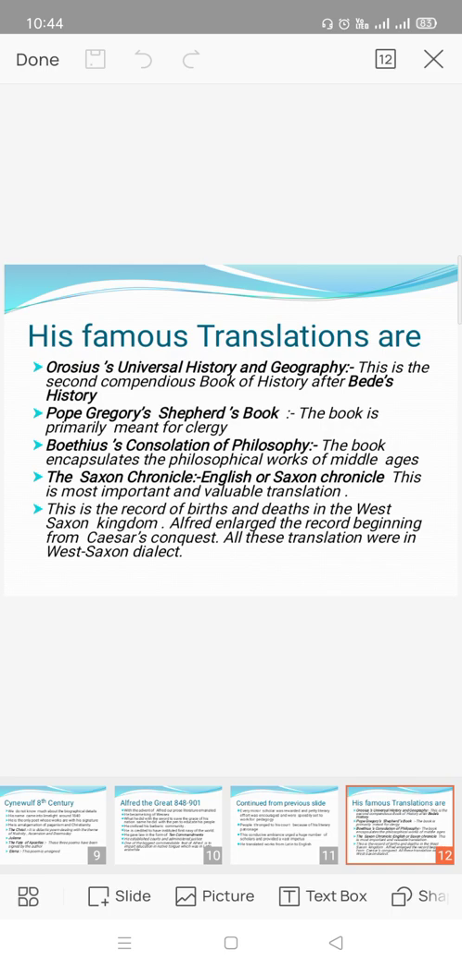The Saxon Chronicle, the English or Saxon Chronicle. This is the most important and valuable translation, and it is the record of births and deaths in the West Saxon kingdom. Alfred enlarged the record beginning from Caesar's conquest. All these translations were in the West Saxon dialect, because before the final form of English as we have today, there used to be many dialects. In the West Saxon dialect, Alfred translated this chronicle, which you can call a census register in modern times.